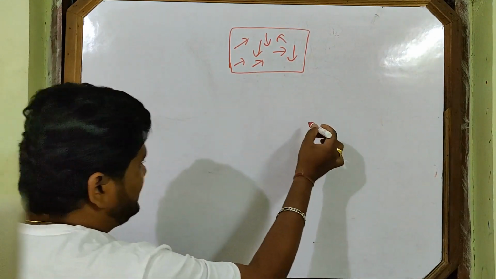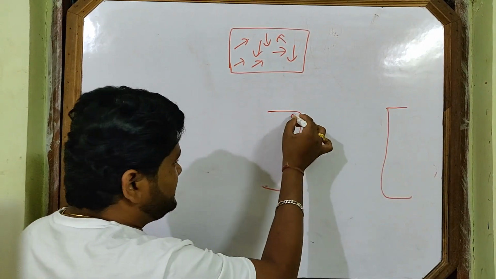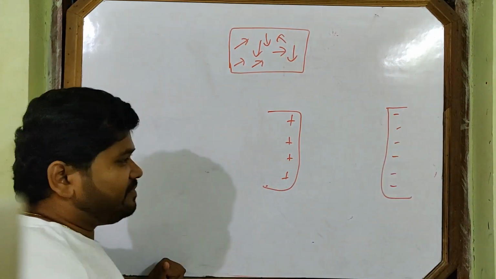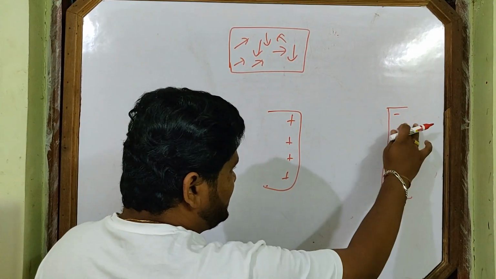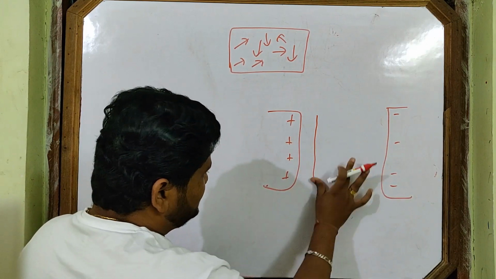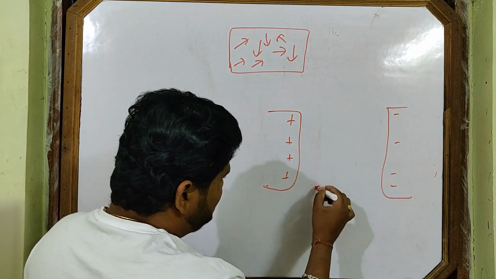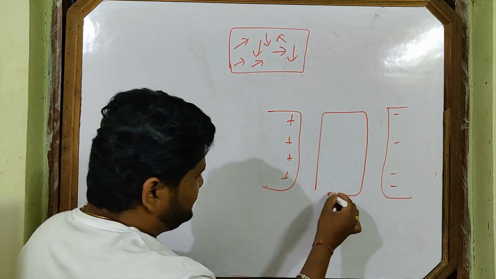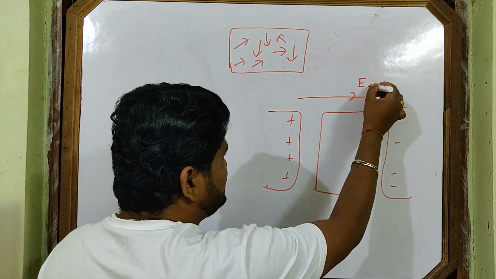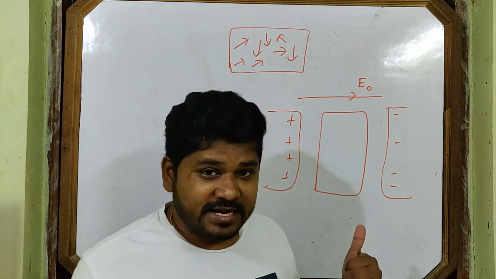But if you apply an external electric field, see, I am applying one external electric field. This is one positive plate, this is the negative plate. I am taking some charges. Here is the dielectric, and I am leaving some gap here. You apply one external electric field. Let's write the electric field as E naught, because it's in vacuum.